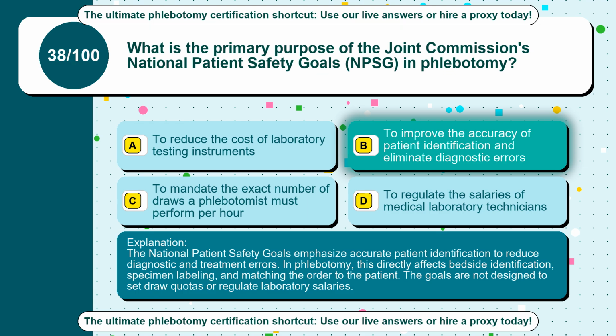The National Patient Safety Goals emphasize accurate patient identification to reduce diagnostic and treatment errors. In phlebotomy, this directly affects bedside identification, specimen labeling, and matching the order to the patient.